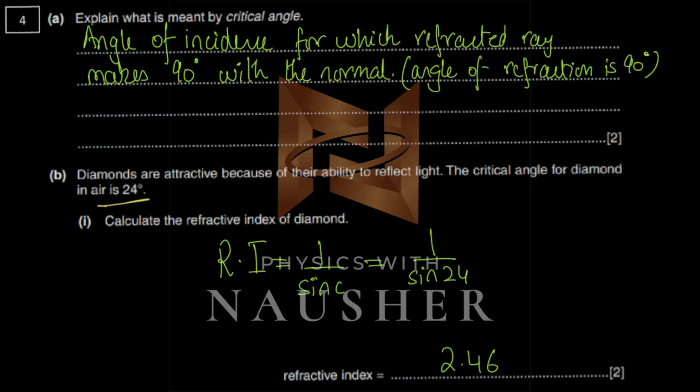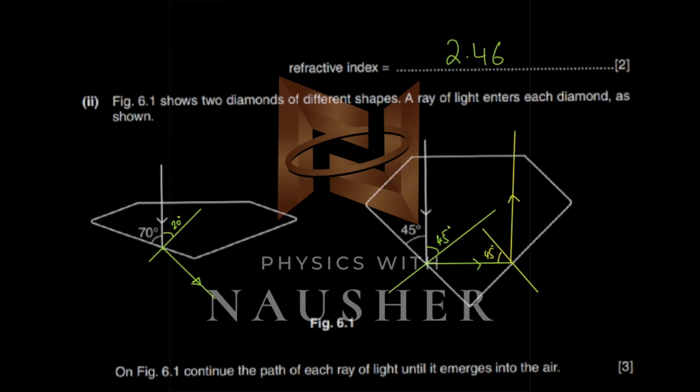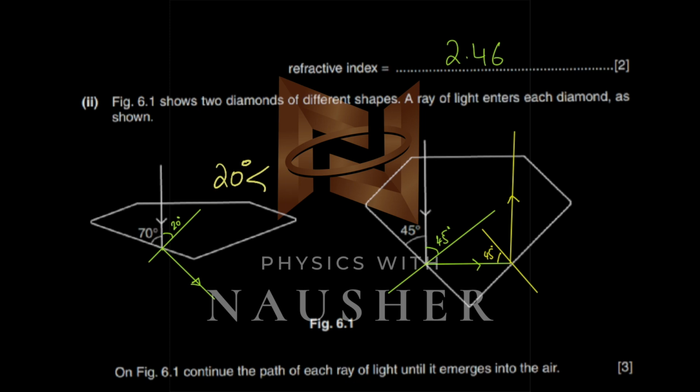Must remember that formula. Now, they've given you this diagram and they're asking you to complete the path inside. So this ray is coming in. This angle is 70. I made the normal over here. Normal is always perpendicular to the surface. So this is 90. So this is going to be 20 degrees. Now 20 degrees, is it more or less than the critical angle? It is less than the critical angle.